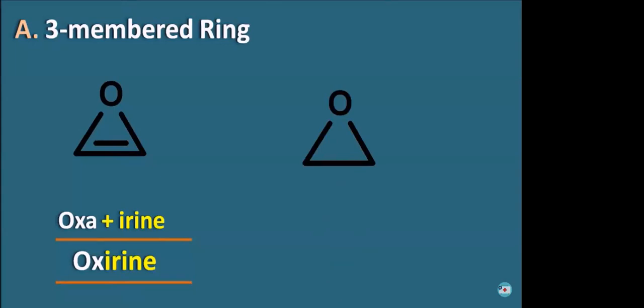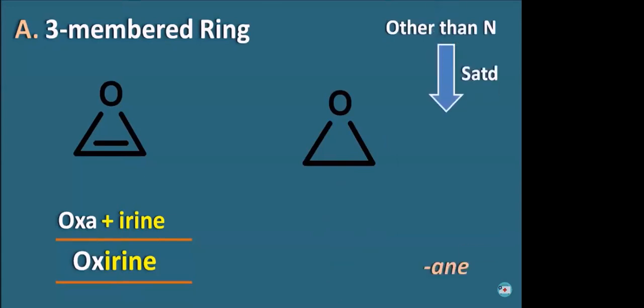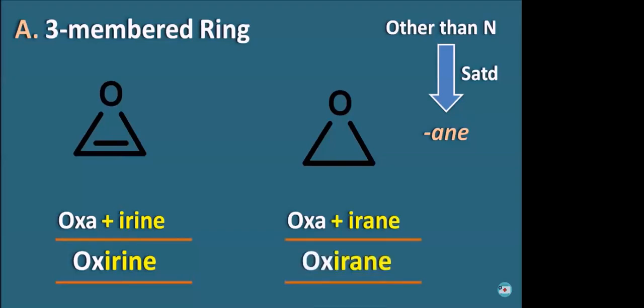When the ring has heteroatoms other than nitrogen, we should use a different suffix. So if a heteroatom other than nitrogen is there, and it is saturated, we have to use the simple suffix ane. Ane indicates, like alkanes, that they are saturated. Now this ring system is oxa plus irane. In the irene, we have to replace the ene with ane. So here ane indicates it is saturated. So oxa plus irane, that is oxirane. Oxirane is the three-membered ring system containing oxygen and completely saturated.